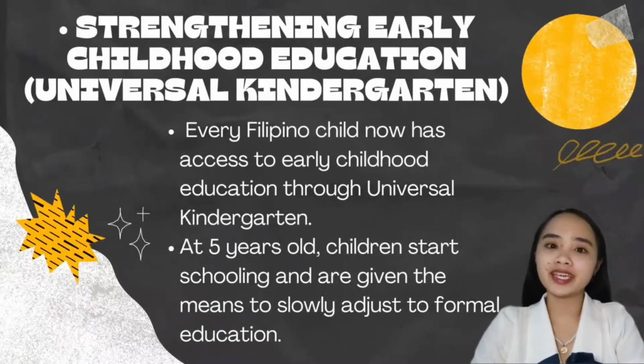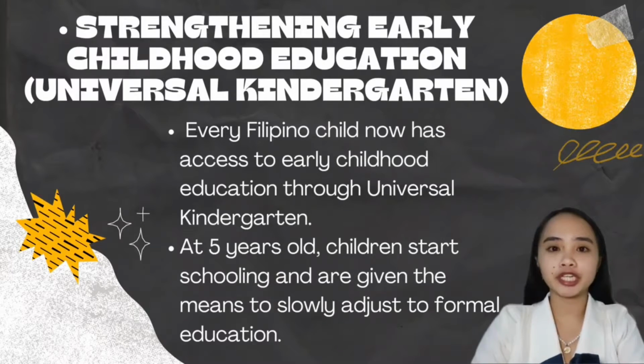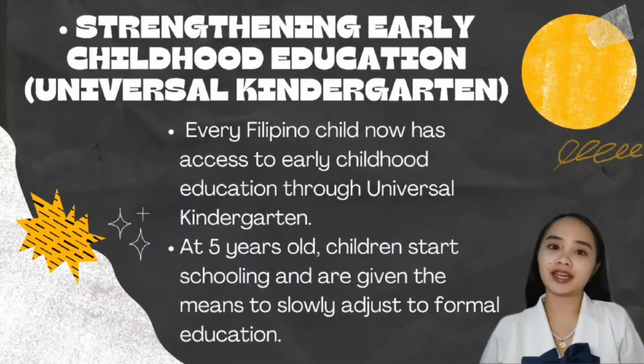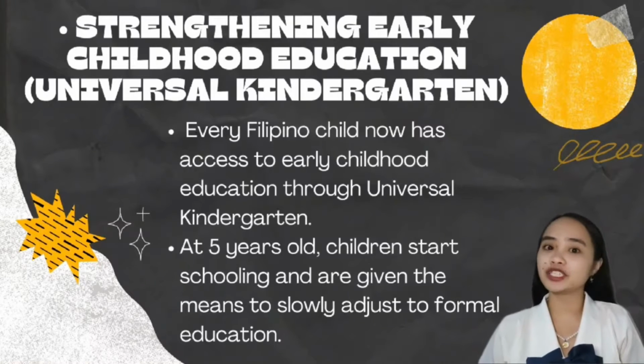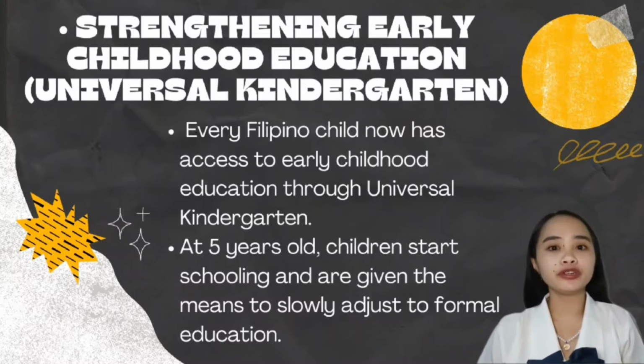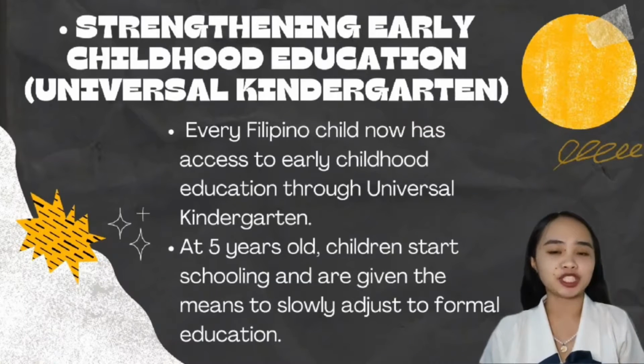First is strengthening early childhood education or the universal kindergarten. Every Filipino child now has access to early childhood education through universal kindergarten. At 5 years old, children start schooling and are given the means to slowly adjust to formal education.